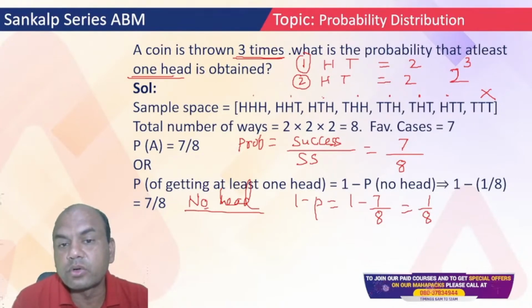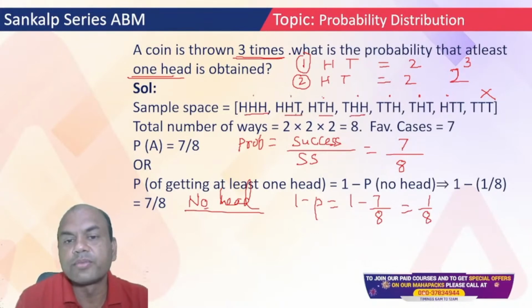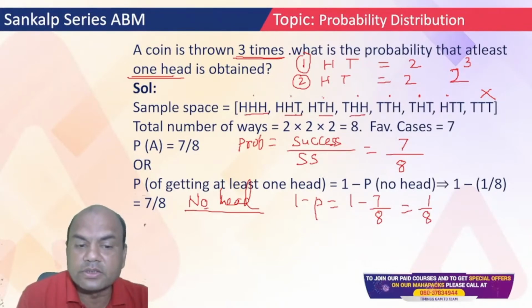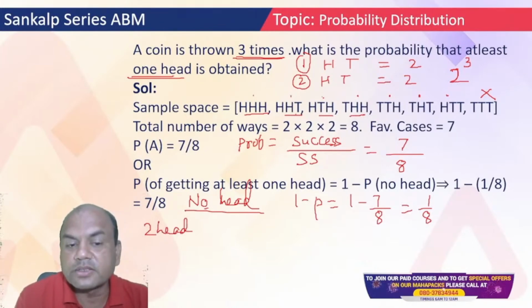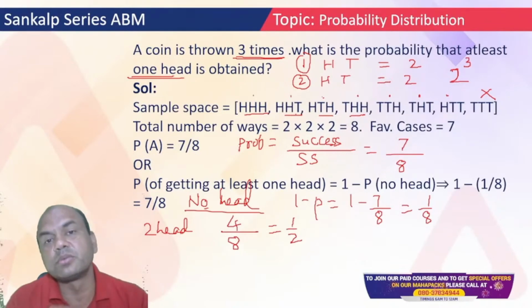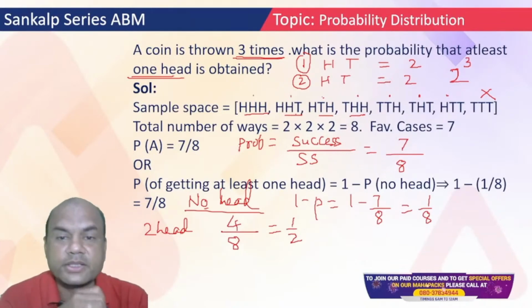So 1, 2, 3, 4. These 4 are the answers. At least two heads, right? 1, 2, 3, 4. So if I ask you two heads, then what will be the possibility? Two heads. So the denominator is 8, but here it is 4. So it is 1 by 2. This is the way we must solve these numericals. Okay, at least two heads.